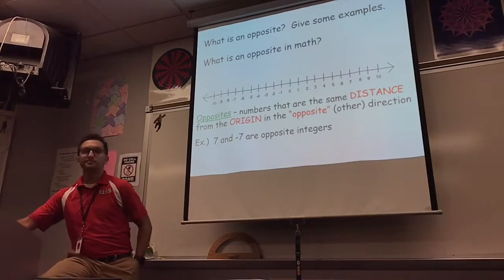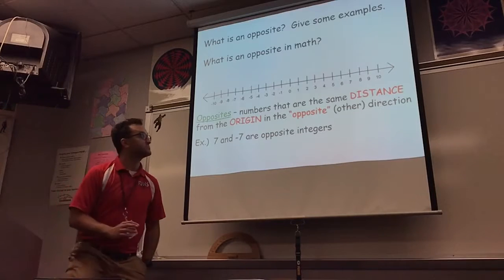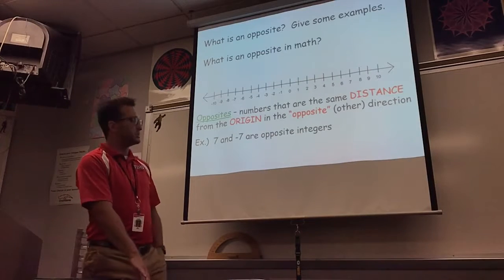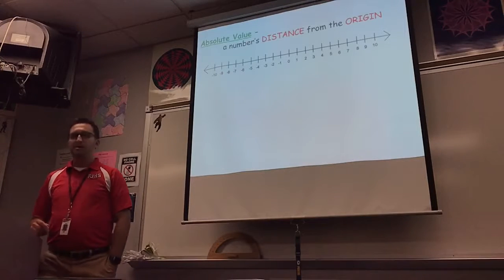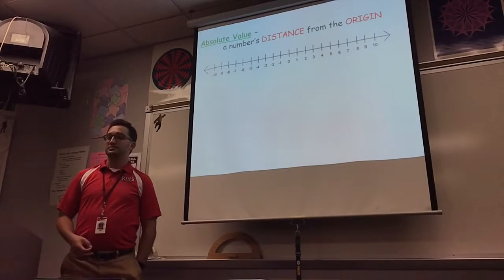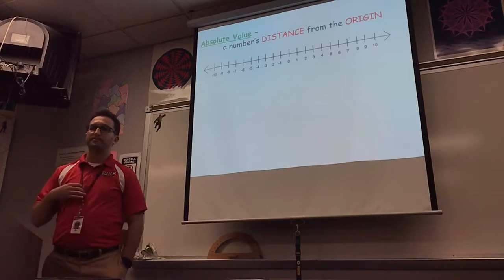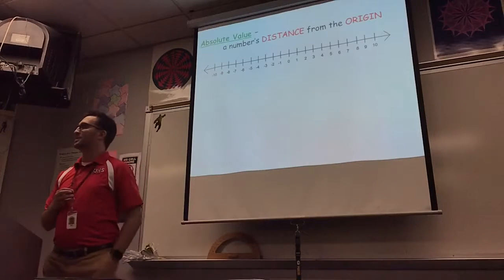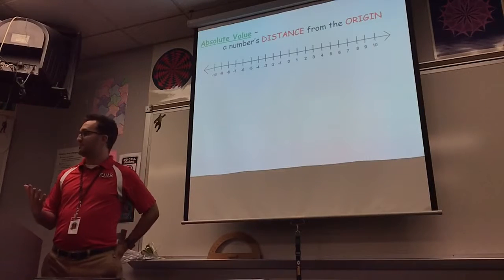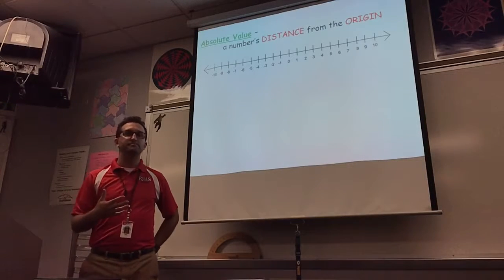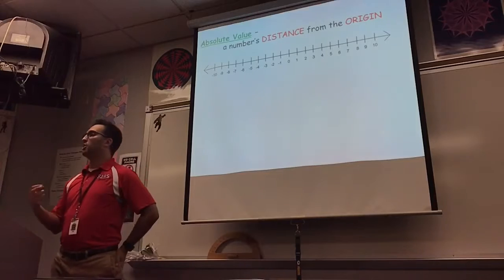Okay? One more vocab word. Because here's the deal. We've got this distance in the same direction. The word distance is important. All right? We need to have a name for that distance. It's called the absolute value. Okay? Distance is tricky. Right? Positive 7 and negative 7 are opposites, right? Because they're the same distance from the origin. That distance is called the absolute value.